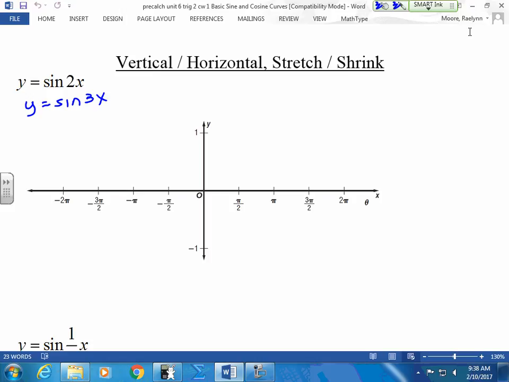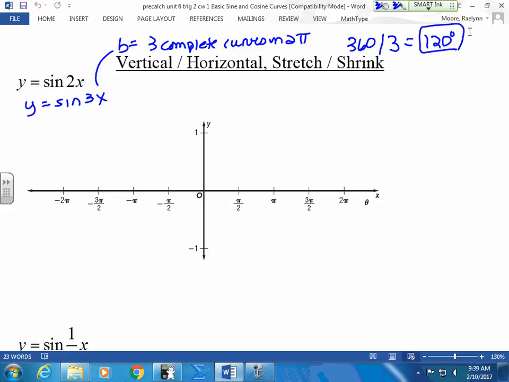What's your amplitude? 1. I didn't change your amplitude. What's your frequency? So frequency says I should have 3 complete curves in 2 pi. It should go 1, 2, 3. Agree? So I have, let's think degrees. I have 360 degrees to work with. I need to be every 3. So I need to go every, how many degrees? Every 120 gives me my period.